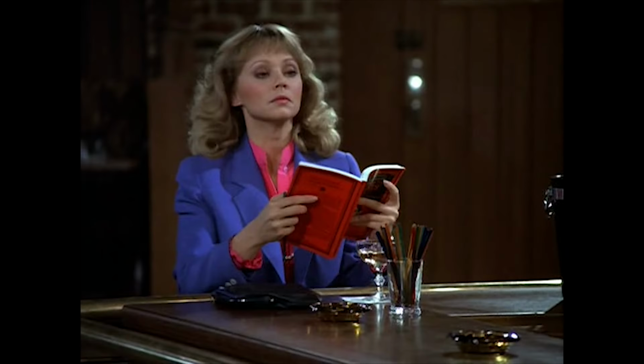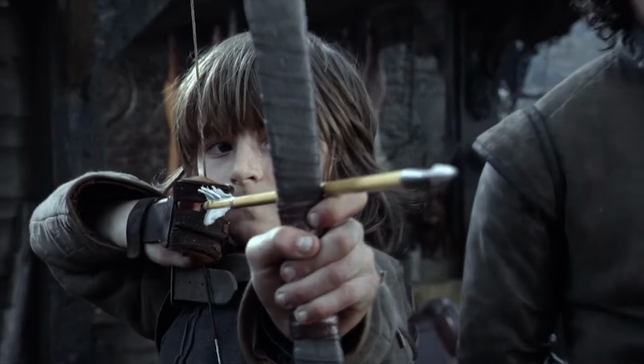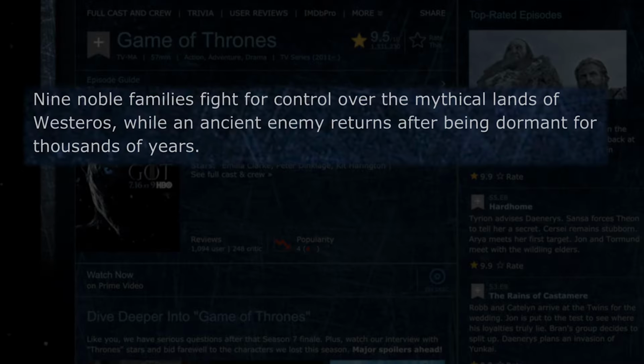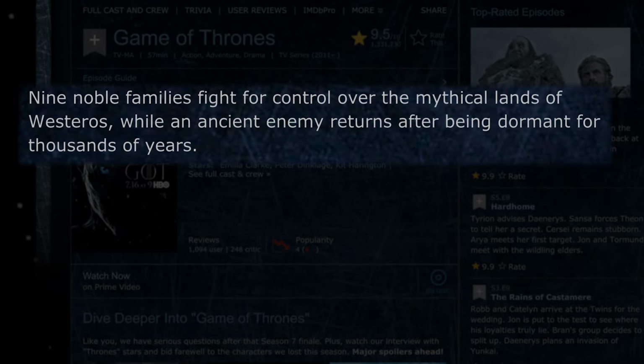Now that you've gotten your pilot written, it's time to start putting together the materials to get it read. Well, I don't know about the reading. We didn't discuss the reading. Today we're going to focus on the logline. The logline is a sentence that encapsulates what your pilot is about.